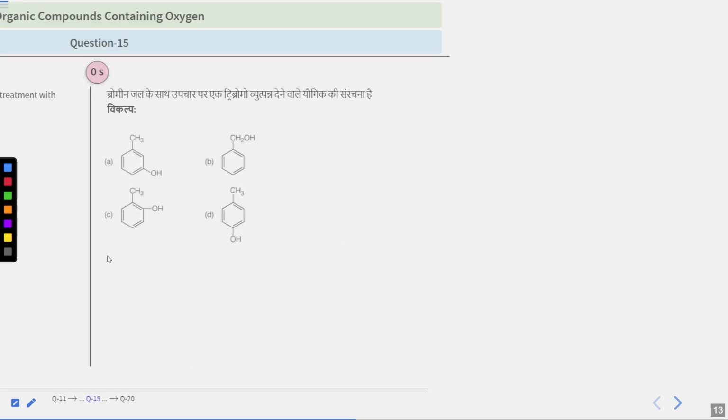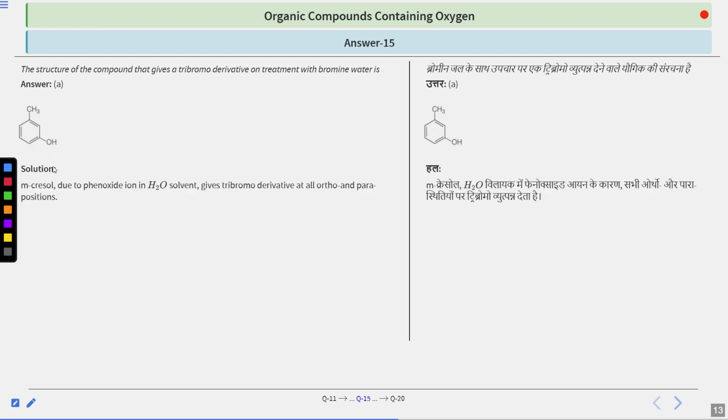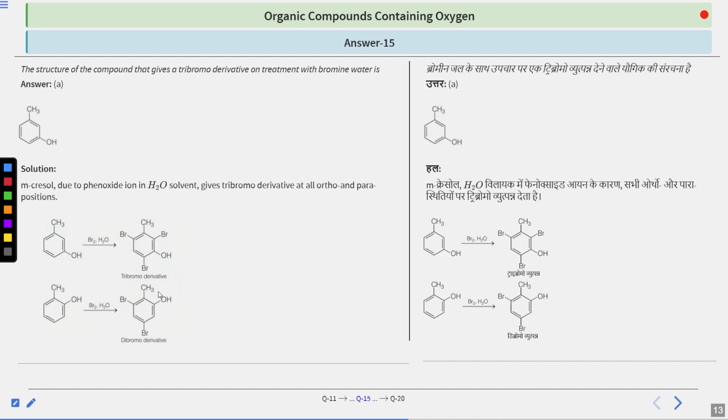Let's see. The correct answer for the given question is option A, that is benzene ring having methyl and OH group at para and meta position respectively. Metacresol, due to the phenoxide ion in H2O solvent, gives a tribromo derivative at all the ortho and para positions. This is a reaction in which the benzene ring having CH3 and OH at the para and meta positions reacts with bromine water to give us the tribromo derivative.